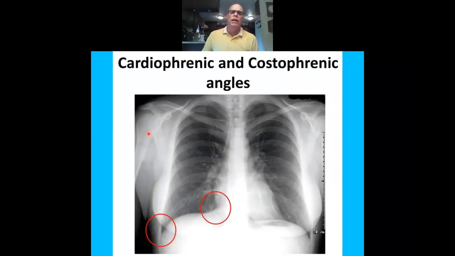Here are the cardiophrenic and costophrenic angles, the angles I was talking about earlier. As you can see, this is your dome, the diaphragm, but each lung has its own indentation right here. Costophrenic means costa, rib, and phrenic, diaphragm. So we've got the costophrenic angle, that little acute corner there. This is the heart, and all of this is known as the mediastinum.